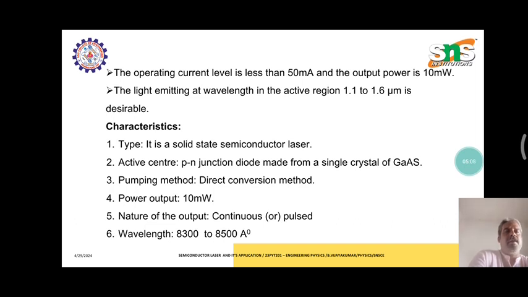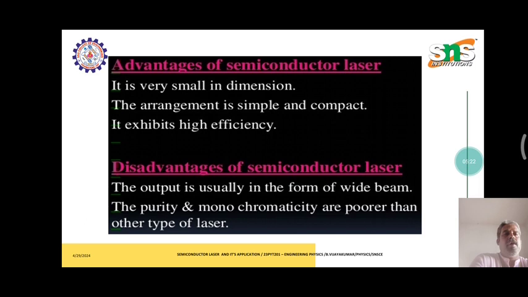Characteristics: it is a solid state laser. Active center: PN junction diode. Pumping method: direct conversion. Power output: 10 milliwatt. Nature of output: continuous and pulsed. Wavelength: 8300 to 8500 Angstrom. Advantages: it is very small in dimension and the arrangement is simple and compact.